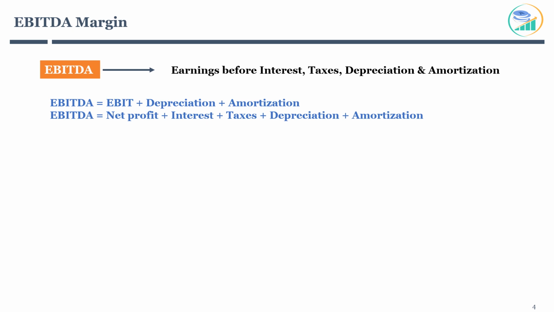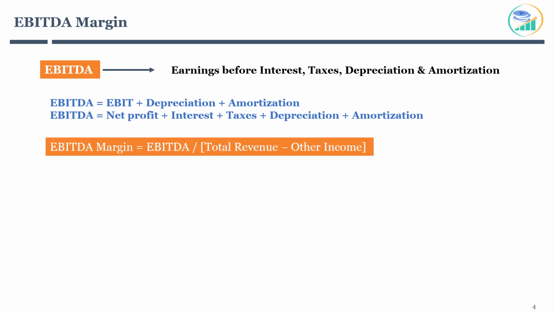Now, it's time to calculate EBITDA margin. It is calculated as EBITDA divided by operating revenue. Operating revenue refers to the total revenue minus other income. Other income is generated through activities like interest, dividend, and activities apart from core business operation. Hence, we have to exclude other income from total revenues to reflect the true earning potential of the company. Please remember, you have to multiply the result by 100 to express EBITDA margin as a percentage.